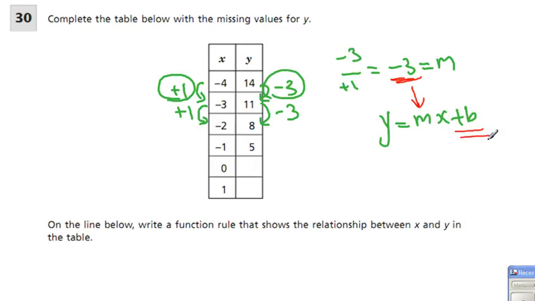Now then, we need to find out what b is. One way we can do it is simply plug in one of these values here. Or you can just continue here and subtract 3 from 5, then we would have gotten 2. You see, when x equals 0, that is the value of the y-intercept. So our final answer will be y equals negative 3x plus 2.